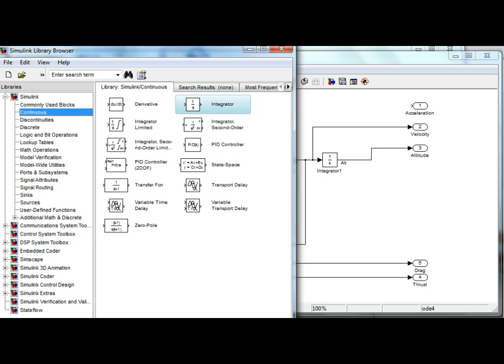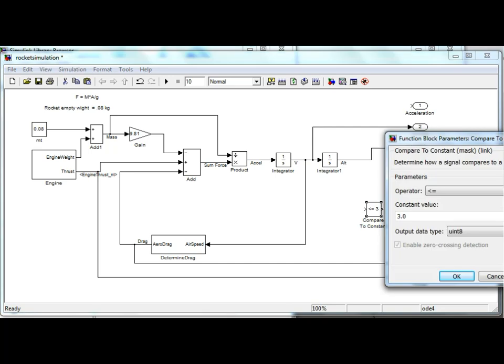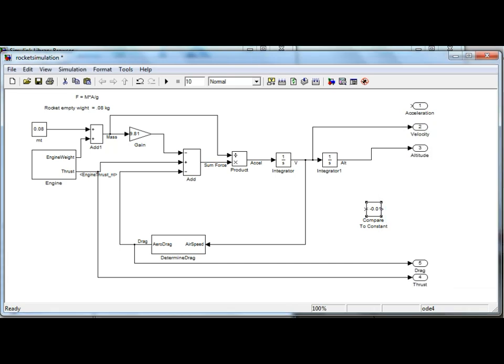So I'm going to click on Logic and Bit Operators. And I'm going to compare to a constant, drag this in here, and what I'm going to say is if the altitude is less than minus 0.01, so my altitude has gone negative, okay, that gives me a little bit of crumple zone for my nose going, right? If the altitude's gone negative, we've obviously hit the ground.